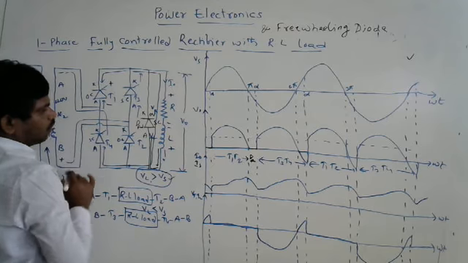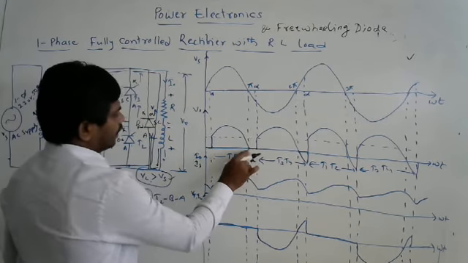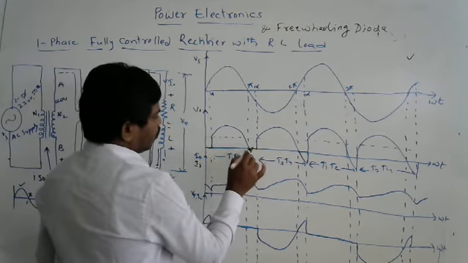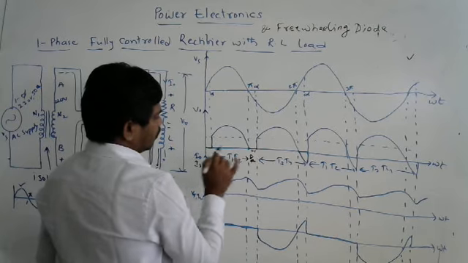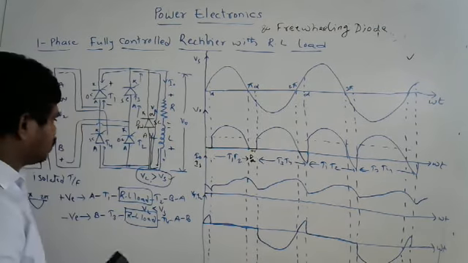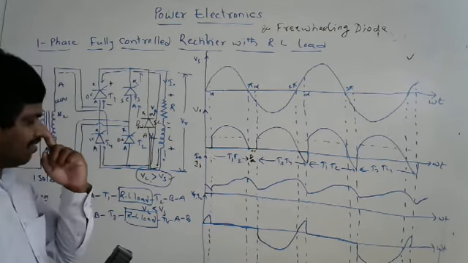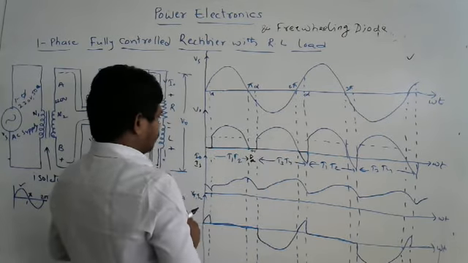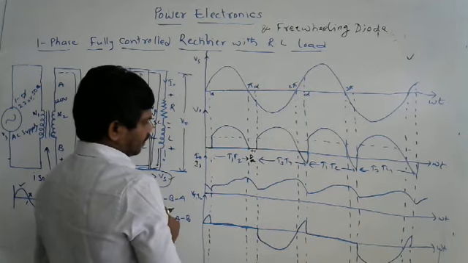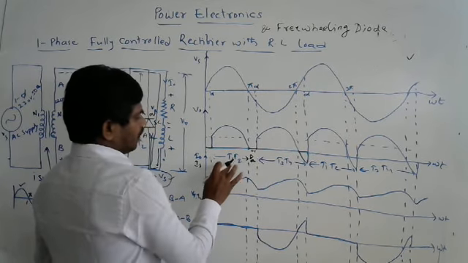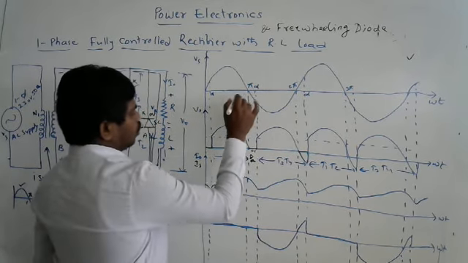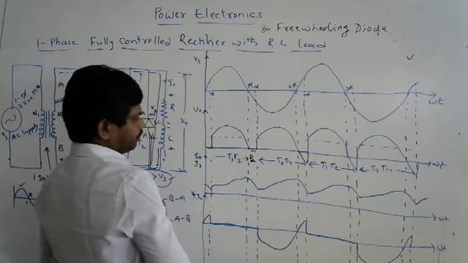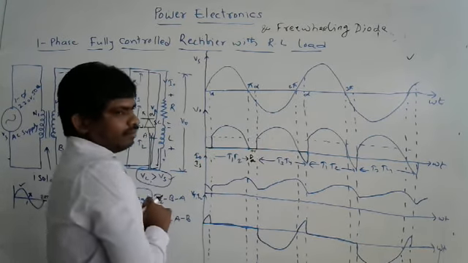As we know, short circuit voltage is 0. Hence, the output also maintains the same 0 voltage, because these two are in parallel. In a parallel circuit, the voltage is the same but the current is different. So like that, from pi to alpha the freewheeling diode conducts, other than T1 and T2. T1 and T2 stop their conduction after pi.